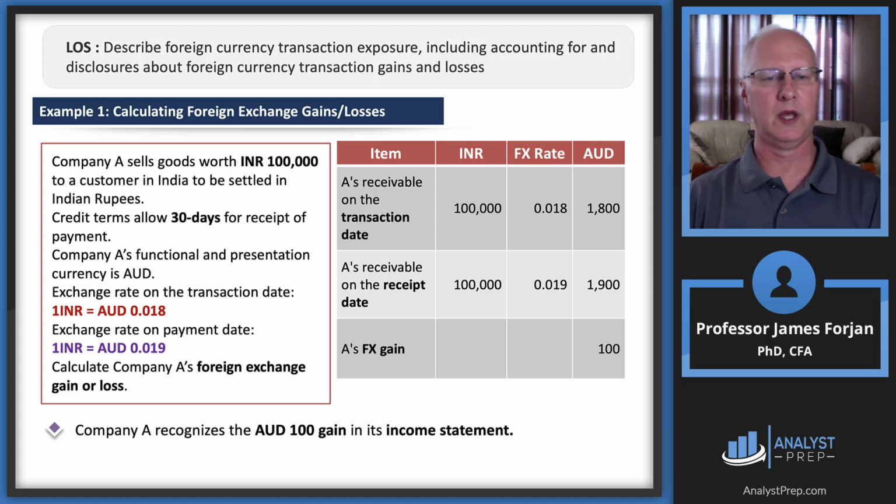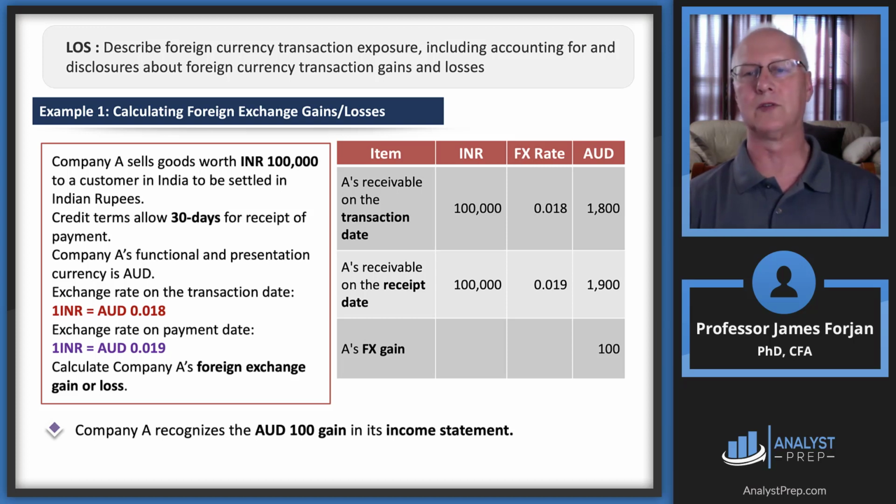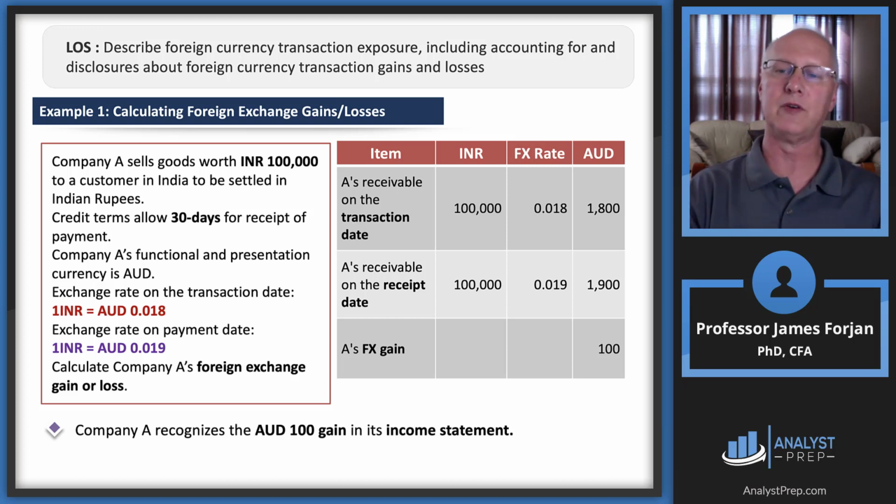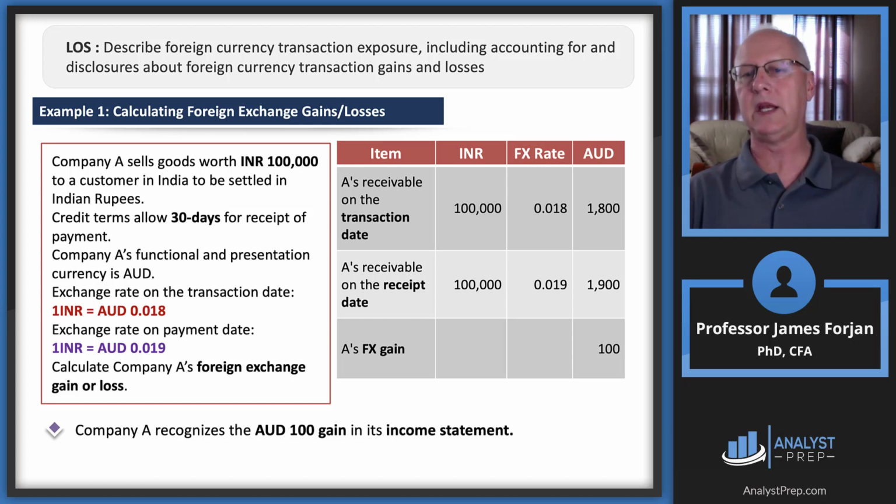And so here's the question that relates to the LOS. Go ahead and calculate the foreign exchange gain or loss. So let's take a quick look at the table over here. So the description of the item, there we go, 100,000 rupees, that stays constant, right? Foreign exchange rate on transaction date, there's the 18. FX rate on the receipt date, there's the 19. And so all we're going to do is multiply the 100,000 rupees by the Australian dollar per rupee. So we get 1,800 Australian dollars on the date of the transaction. However, when we receive it, we get 1,900 Australian dollars on the receipt date.